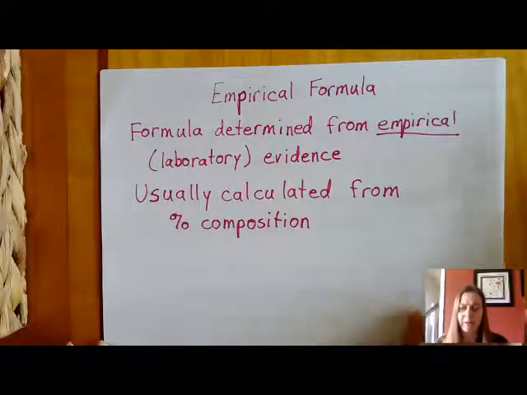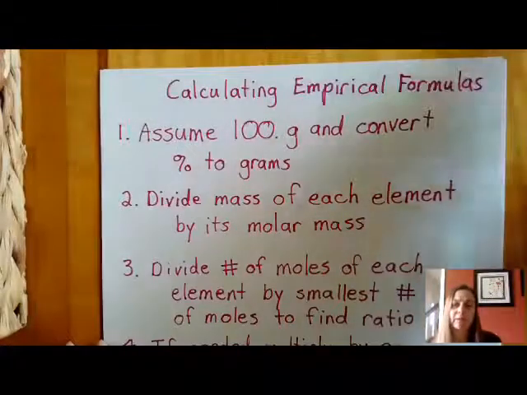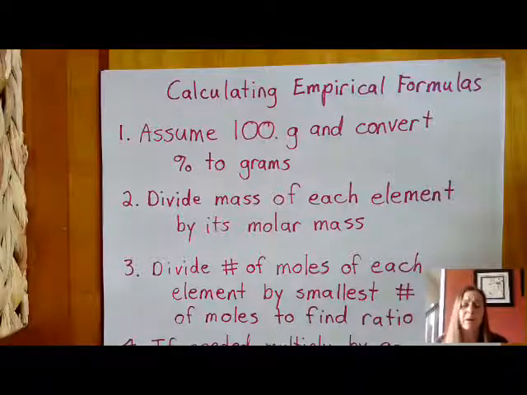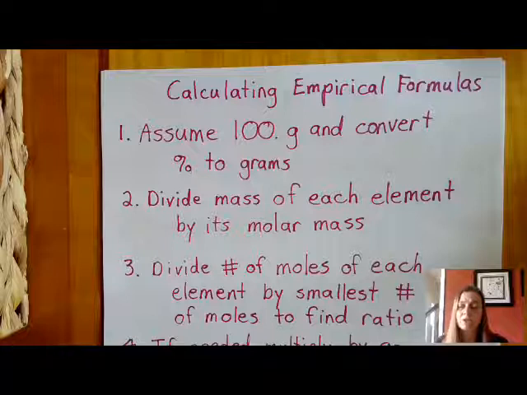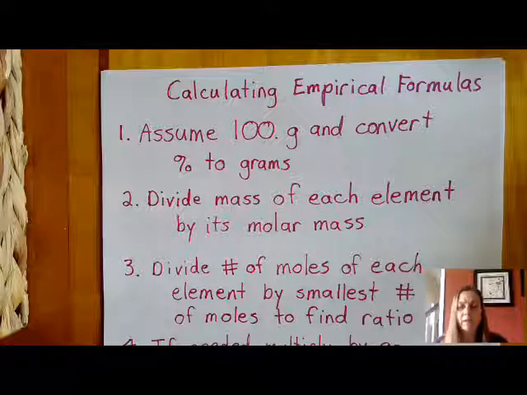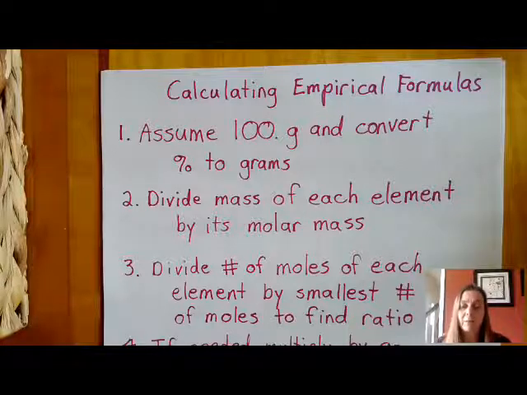So how are we going to do that? The first thing we're going to do is assume, because percent is out of 100, that we have 100 grams, because that makes the math easy, and we're going to convert percentages to grams. Whatever percent we have, we now just change from percent to grams. Now we're going to divide the mass of each element by its molar mass. So we're going to look at the periodic table. We're going to see that the mass of carbon is 12.01, as an example, or hydrogen is 1.01. And we're going to divide the mass that we just converted to grams by the molar mass.